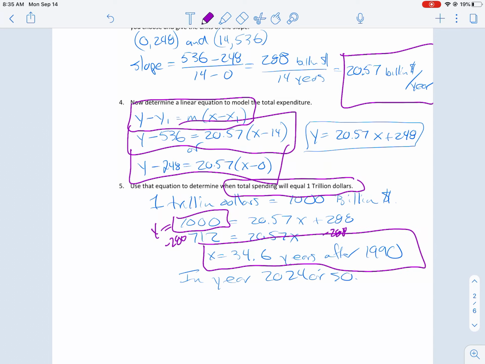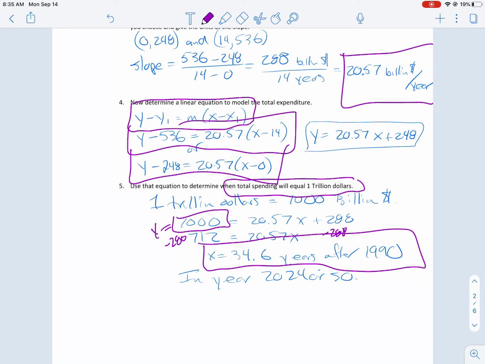And in our case, that represents years after 1990, so it's 2024. The 0.6, it's just an estimate, so that might mean a little more than halfway through the year, but this is just an estimate. So it's in the year 2024, approximately.